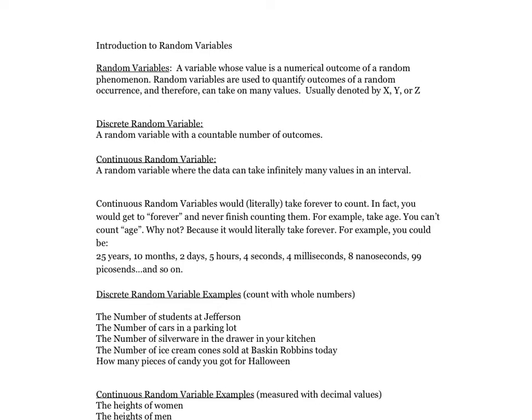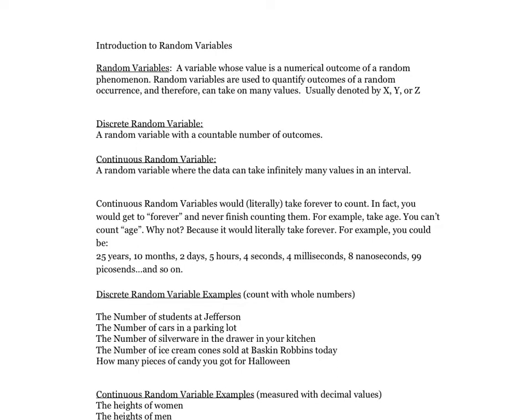The definition of a random variable is a variable whose value is a numerical outcome of a random phenomenon. Random variables are used to quantify outcomes of a random occurrence and therefore can take on many values. And they're usually denoted by a capital X, a capital Y, or a capital Z. So a random variable simply counts the occurrences of certain events.